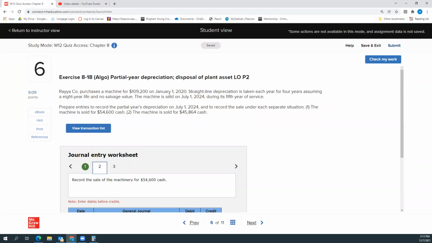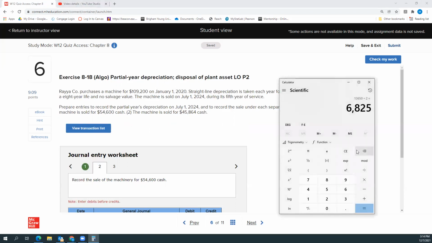So let's see, we purchased it in 2020 and we sold it on July 1st, 2024. So we're going to have a full year's worth of depreciation for 2020, a full year's depreciation for 2021, a full year's for 2022, a full year's for 2023, and then half a year for 2024. So we can take that full year depreciation amount, $13,650, and multiply that by 4.5 years, because that's how long we've had the asset being depreciated. So our accumulated depreciation on the asset as of the time of sale will be $61,425.